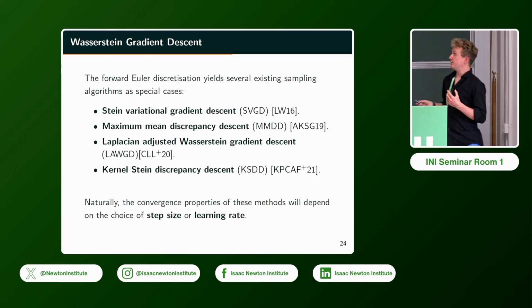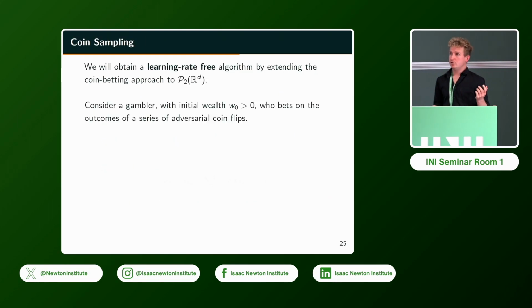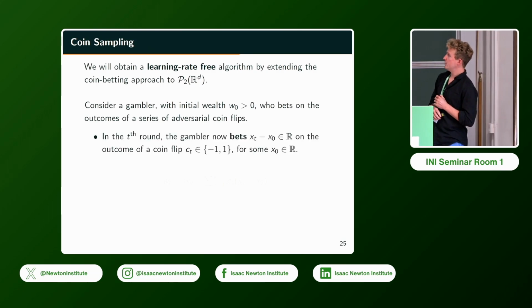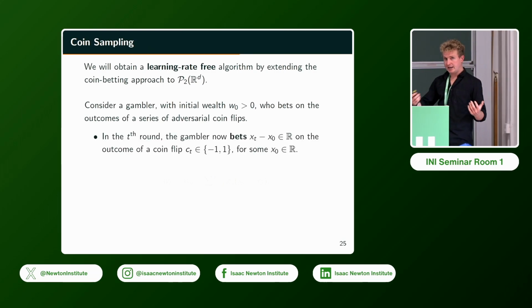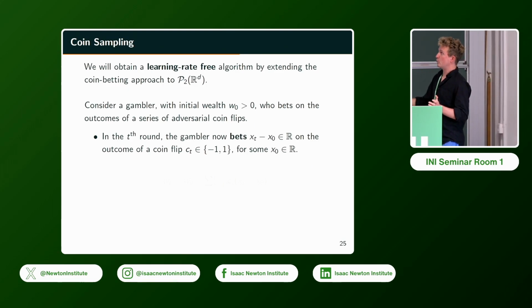Coming back to our central point, naturally the convergence properties of all of these schemes is going to depend on the choice of step size. And essentially what we're going to do, and this is probably not going to be a surprise at this point, is obtain a step size free approach by extending this slightly strange coin betting construction we saw earlier to the space of probability measures.